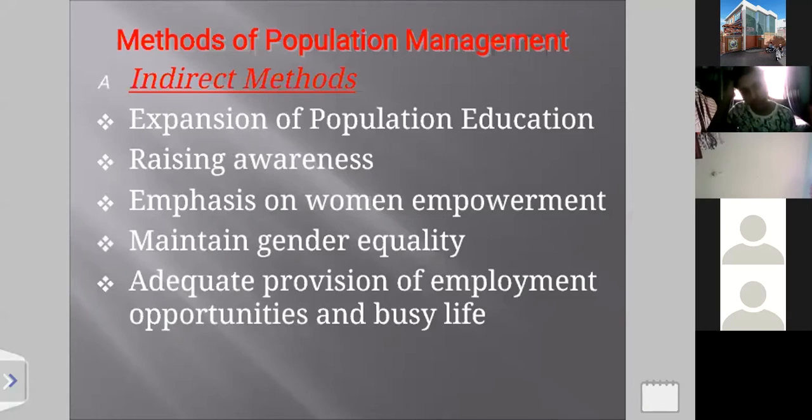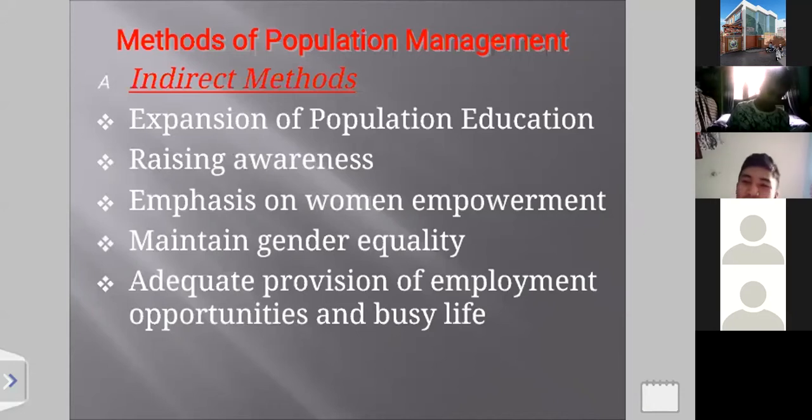Because I told you about population education in our first unit, and we had already discussed it in class 9 also. So please share your view and your opinion about the expansion of population education as one of the indirect methods of population management. Please, you can start now.